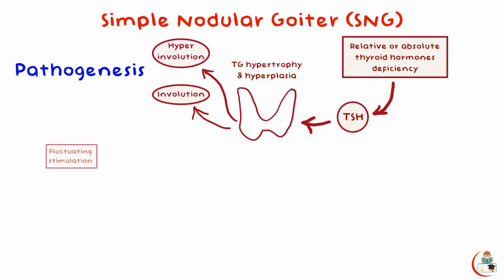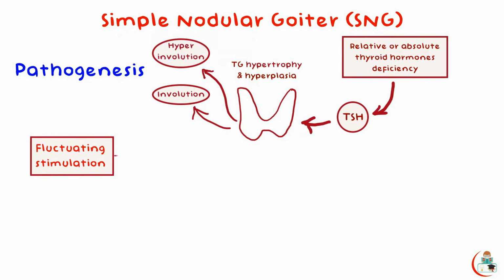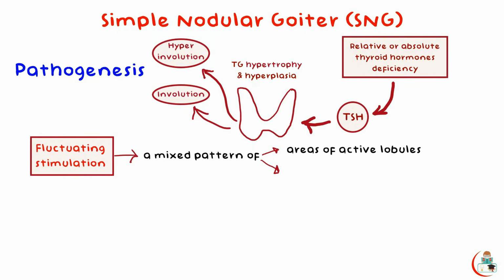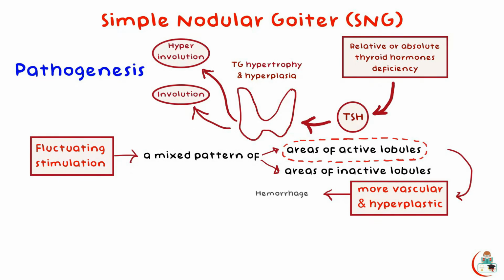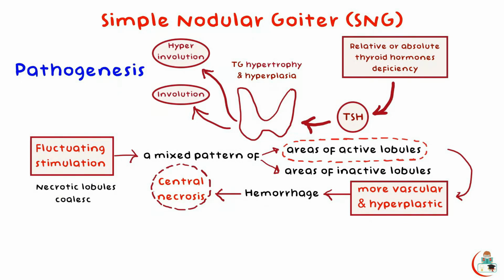Later, as a result of repeated fluctuating stimulation, a mixed pattern develops with areas of active lobules and areas of inactive lobules. The active lobules become more vascular and hyperplastic until hemorrhage occurs, causing central necrosis, leaving a narrow rim of active follicles. Then necrotic lobules coalesce to form nodules. The nodules are enclosed by delicate connective tissue.